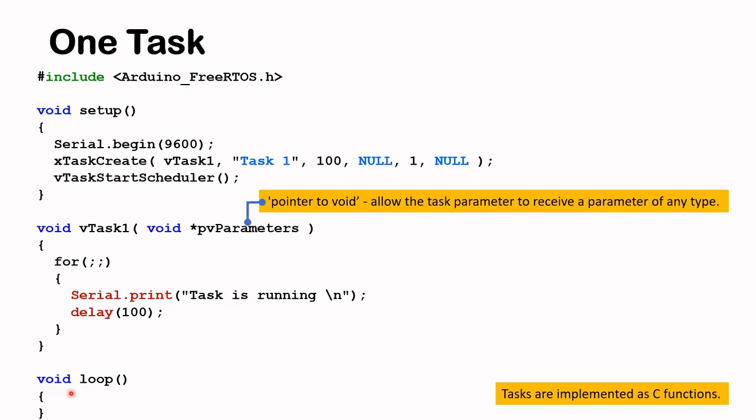Now the next one here, void loop brackets. This is needed. All right, in all Arduino programs, we need to include this, even if we do not have anything inside the void loop.